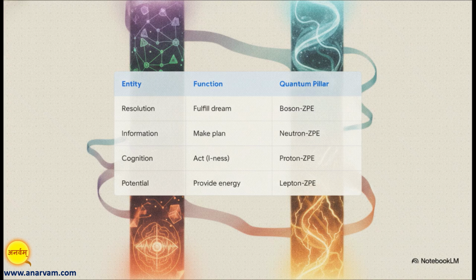Information goes into neutron ZPE. And the overarching resolution embeds beautifully into boson ZPE. This is incredible, right? Because it seamlessly bridges the gap between human consciousness and subatomic physics.